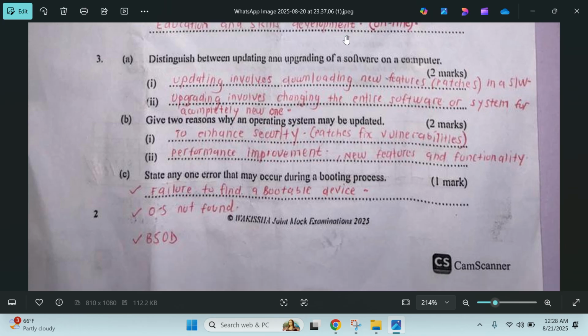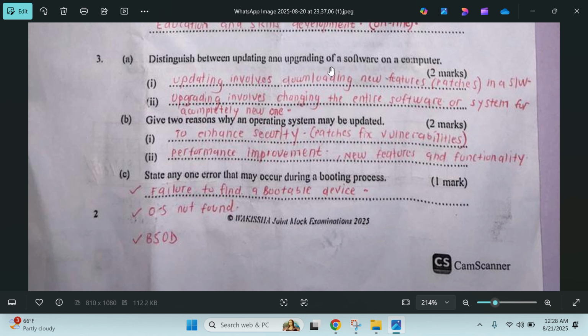Number 3: distinguish between updating and upgrading of a software on a computer. That's a very common question that is always asked in theory exams. So the difference between upgrading and updating is what was required here.